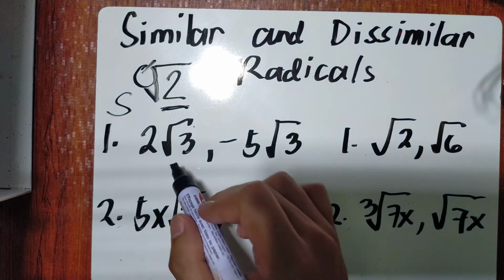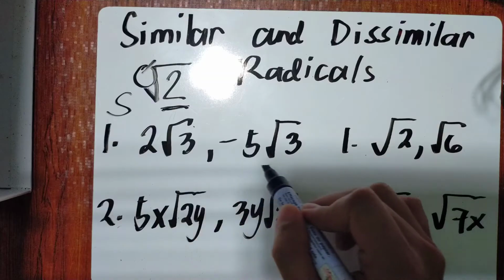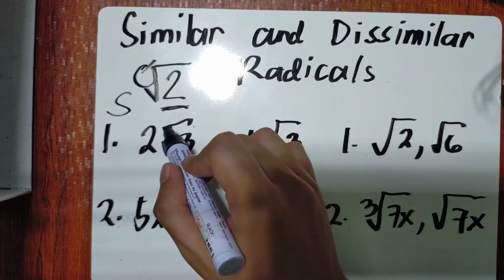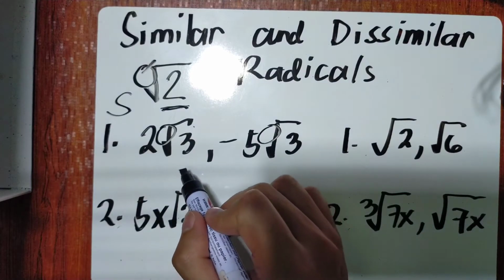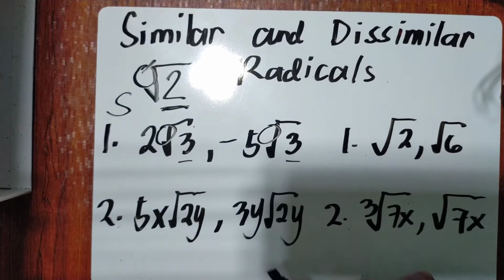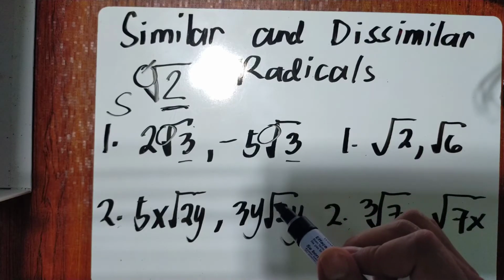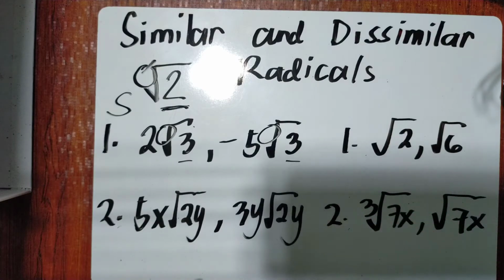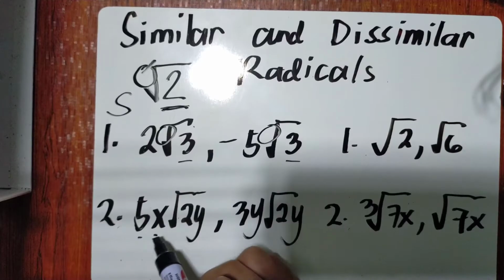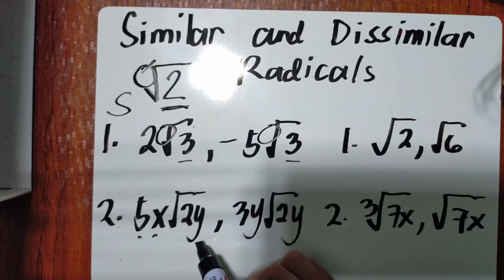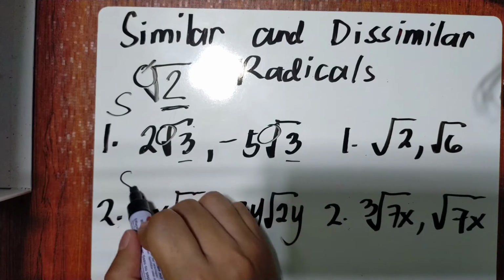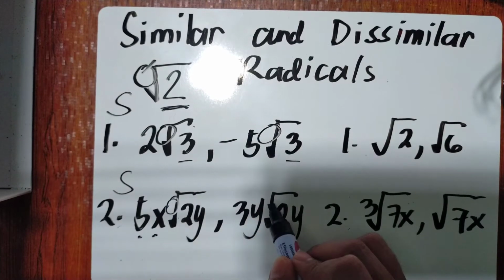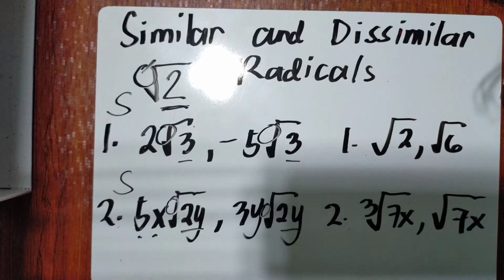So, on our given example number 1, 2 square root of 3 and negative 5 square root of 3, parehas sila ng index, which is 2. Parehas din sila ng radicand, which is 3. Okay, so therefore, number 1 example is a similar. How about number 2 example? 5x to the square root of 2y and 3y to the square root of 2y. Similar din kaya sila? Yes, similar din sila. Kasi parehas sila ng index, parehas din sila ng radicand.